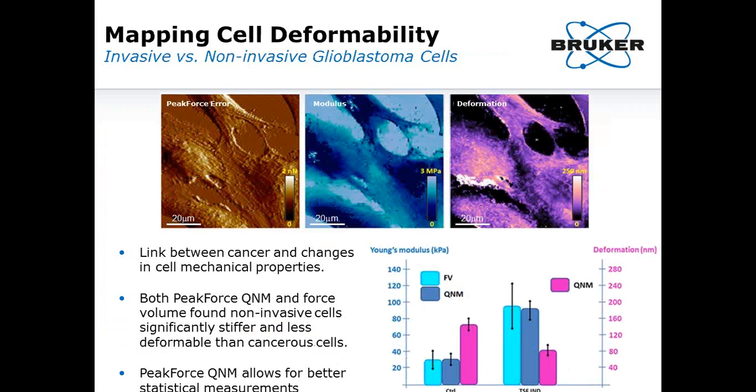Deformability is an important measurement in cell biology. In relation to the onset and progression of disease states, researchers have demonstrated that cancer cells are often softer and more deformable than their non-cancerous counterparts.